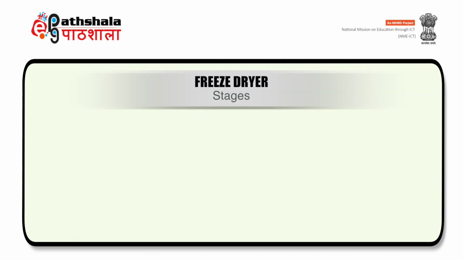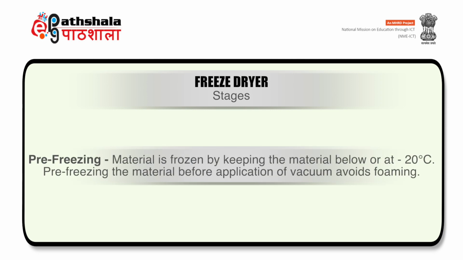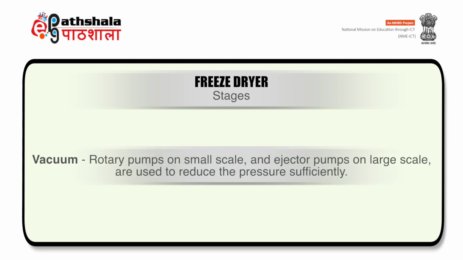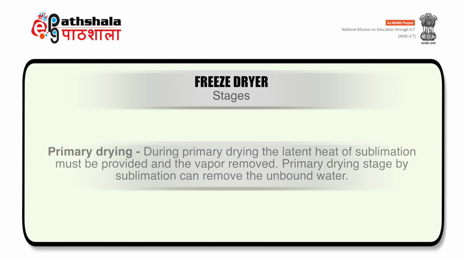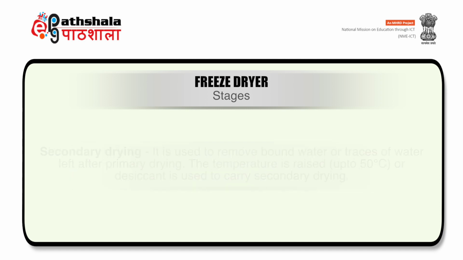The different stages of freeze drying are: first, pre-freezing. Material is frozen by keeping the material below or at minus 20 degrees Celsius. Pre-freezing the material before application of vacuum avoids foaming. Second, vacuum. Rotary pumps on small scale and ejector pumps on large scale are used to reduce the pressure sufficiently. Third, primary drying. During primary drying, the latent heat of sublimation must be provided and the vapor removed. Primary drying stage by sublimation can remove the unbound water. Secondary drying.